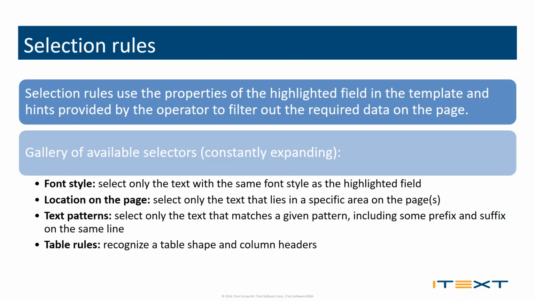The rules, as we call them, contain quite a number of interesting features you may specify for the system to make the extraction process as reliable as possible. I mentioned already, like font styles, location on the page, so that only the text that lies in a specific area on the page is selected. Text patterns, so you can specify a prefix and the suffix of a text. You can say that you're interested in a paragraph with a specific header.